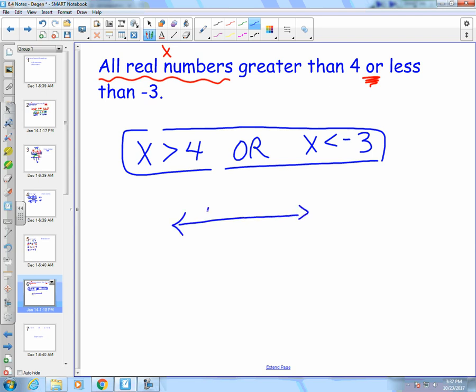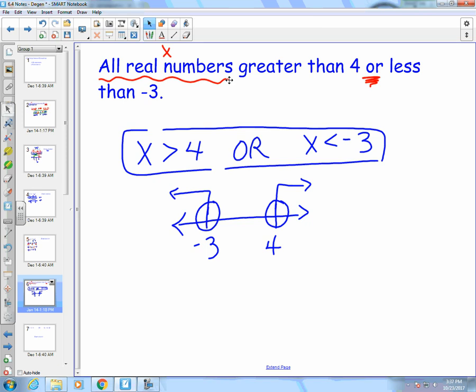Let's talk about graphing on this. We have -3, we have our +4, x is greater than 4, going to the right, open circle. X is less than -3, open circle to the left. Notice how the two arrows are going in opposite directions. That happens with an or statement.